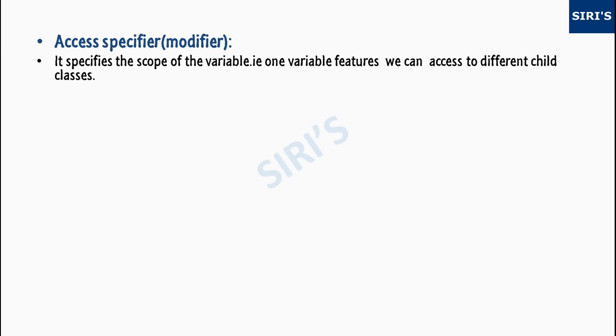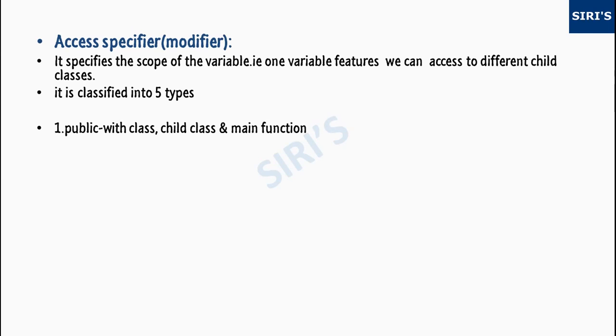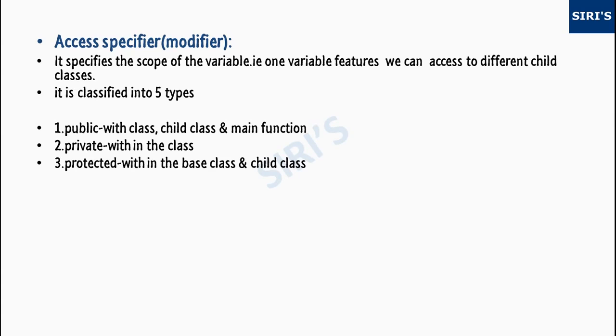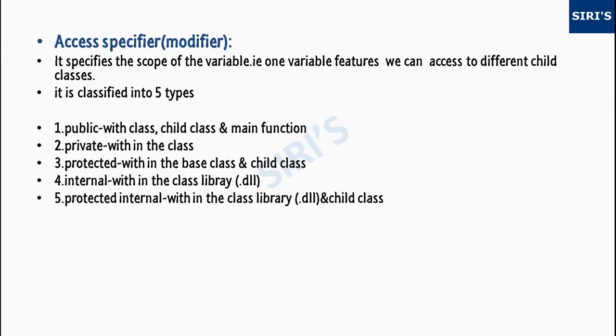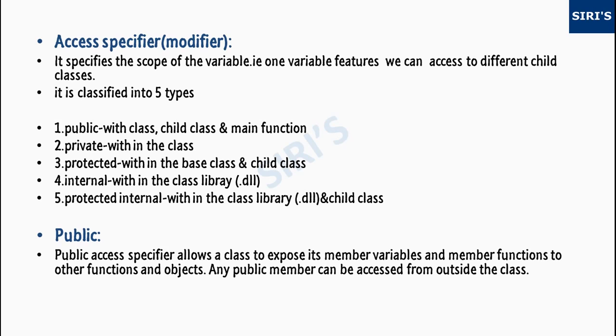It specifies the scope of the variable, that is, where a variable's features we can access in different classes. It is classified into five types: public, with class, child class and main class; private, with the class; protected, within the class, base class and child class; internal, within the library; protected internal, within the class, library, DLL and child class. Public access specifier allows a class to expose its member variables and member functions to other functions and objects.